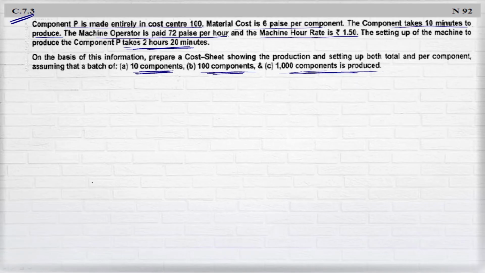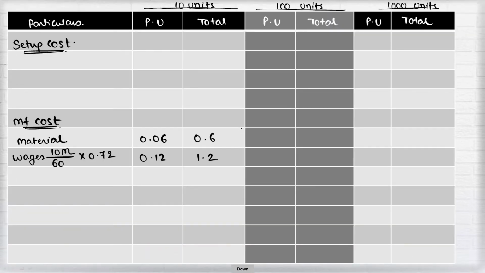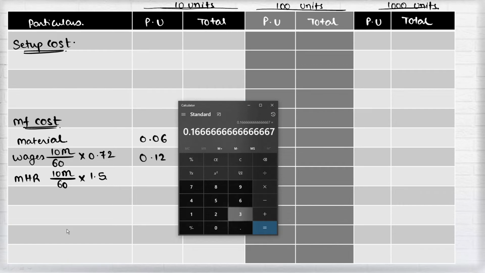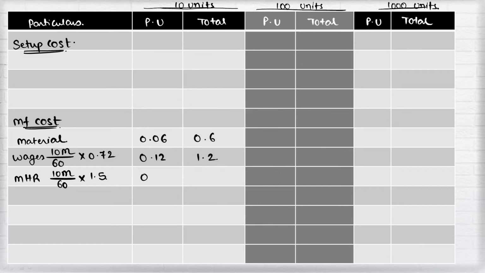And there will be overhead based upon machine hour rate. We have found out in the overhead chapter, total cost of machine divided by number of effective hours will give us machine hour rate, and this will take 1.5 machine hour rate. How much time is one component taking? 10 minutes. But the machine hour rate is per hour. So divided by 60 multiplied by machine hour rate 1.5. This will be 1 divided by 6 multiplied by 1.5, which is 0.25. And total cost of 10 units will be 2.5.